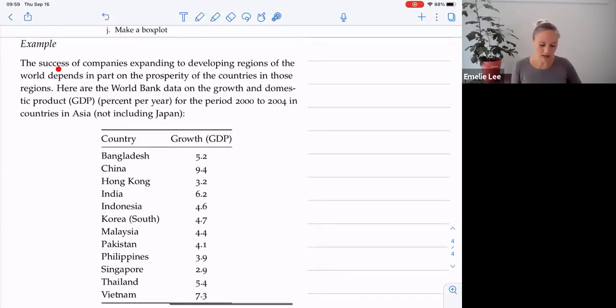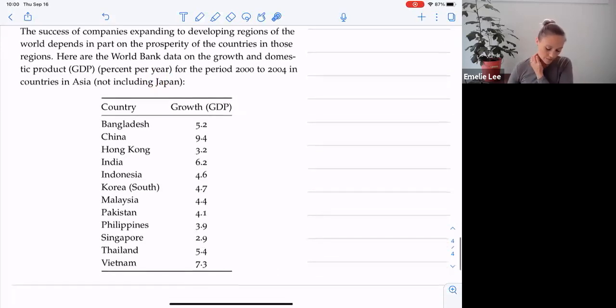All right, so just kind of introducing the data set, right? So the success of companies expanding to developing regions of the world depends in part on the prosperity of the countries in those regions. So here are the World Bank data on the growth in domestic product, so the GDP % per year for the period 2000 to 2004 in countries in Asia, not including Japan. So here it looks like they're listed alphabetically, right? Bangladesh, China, Hong Kong, India, Indonesia, Korea, South Korea, Malaysia, Pakistan, Philippines, Singapore, Thailand, Vietnam.